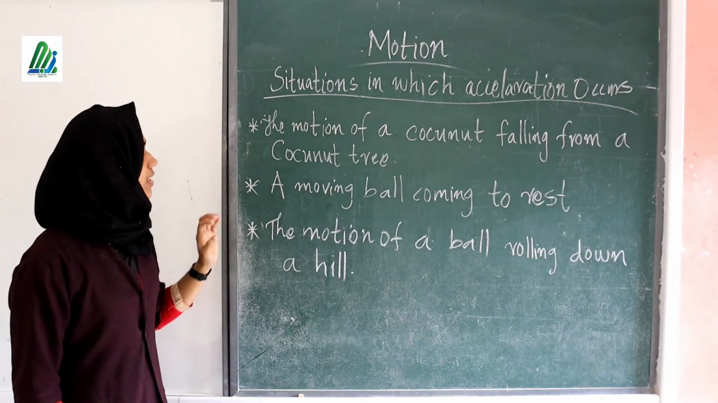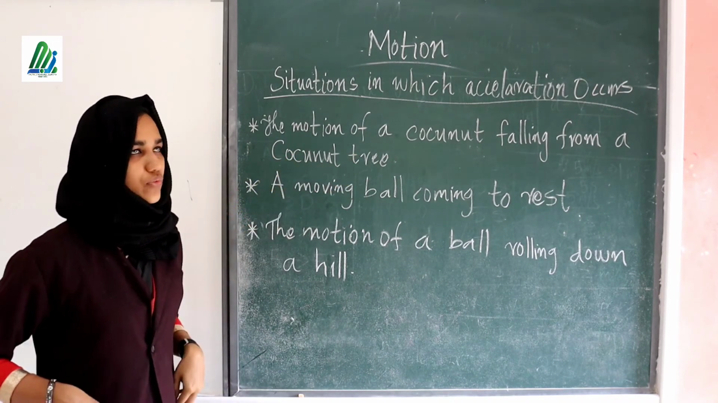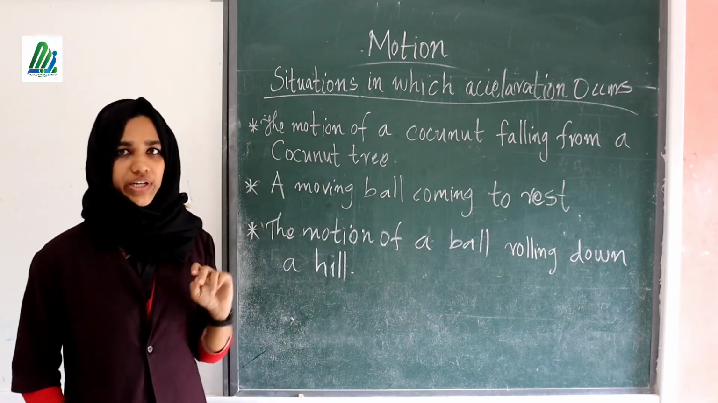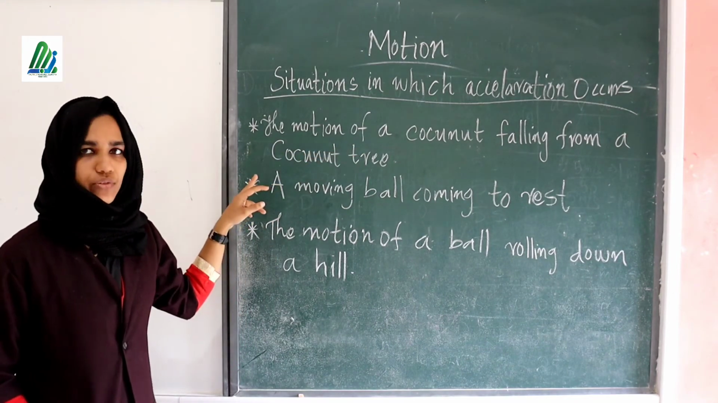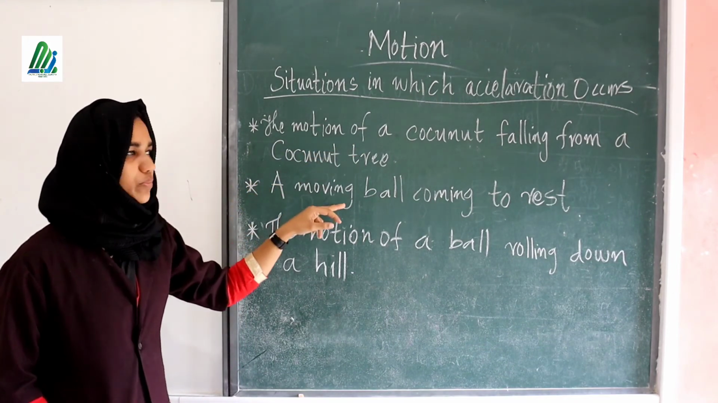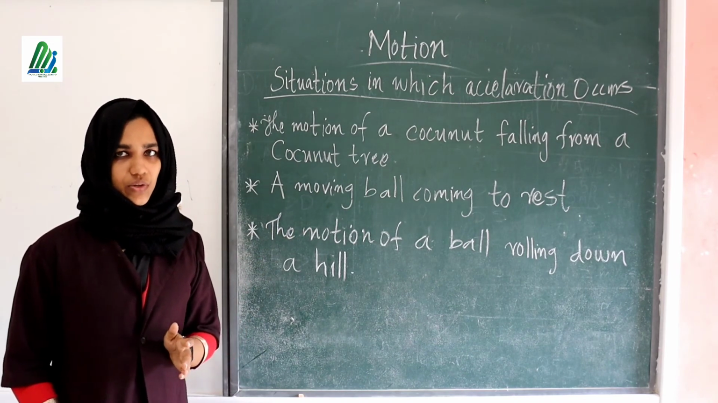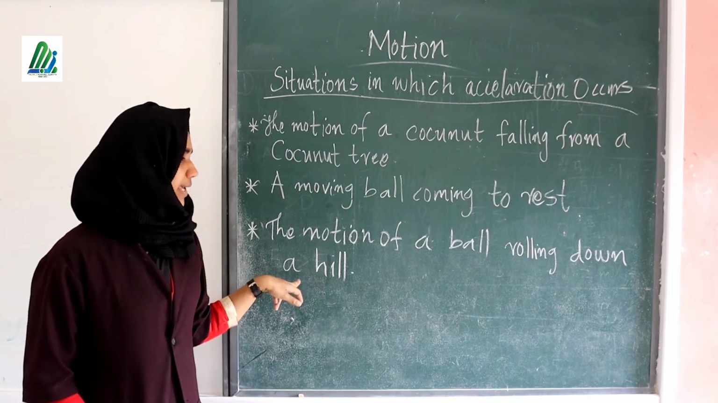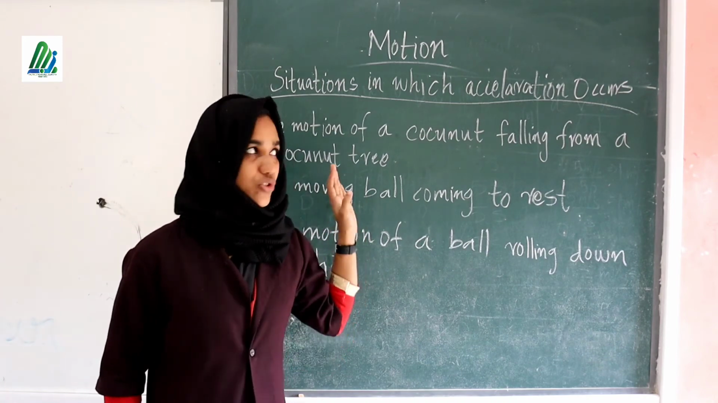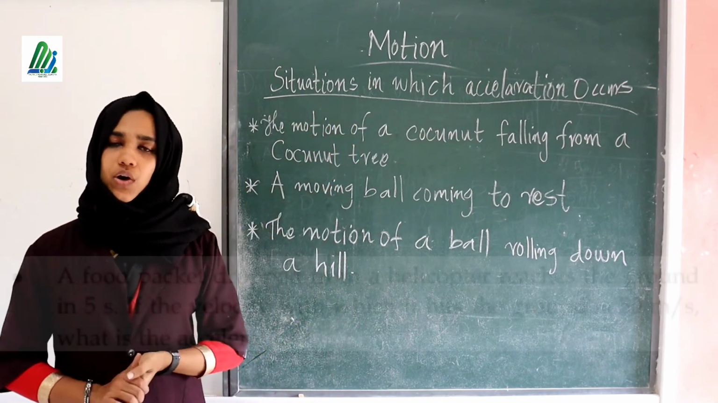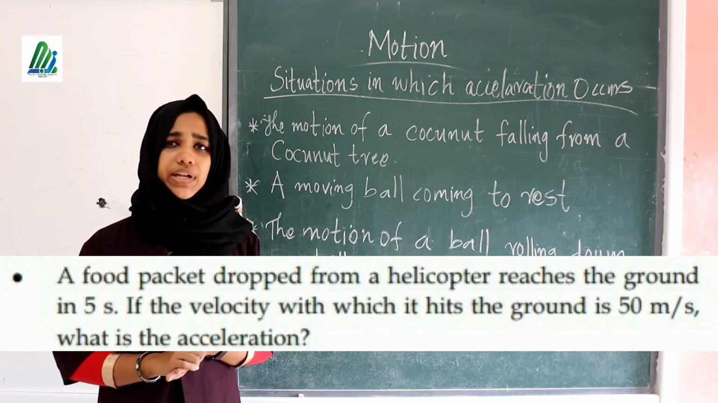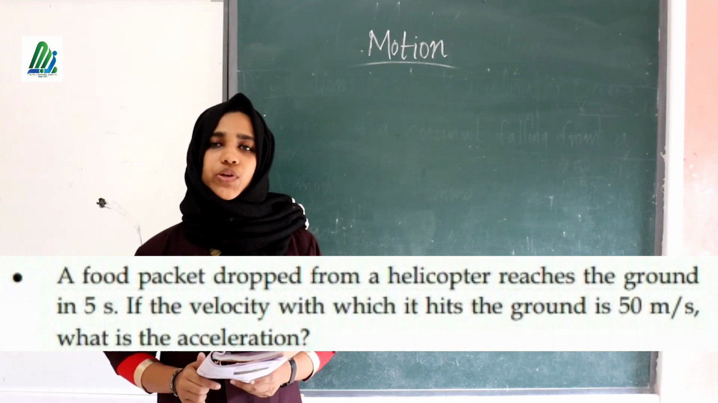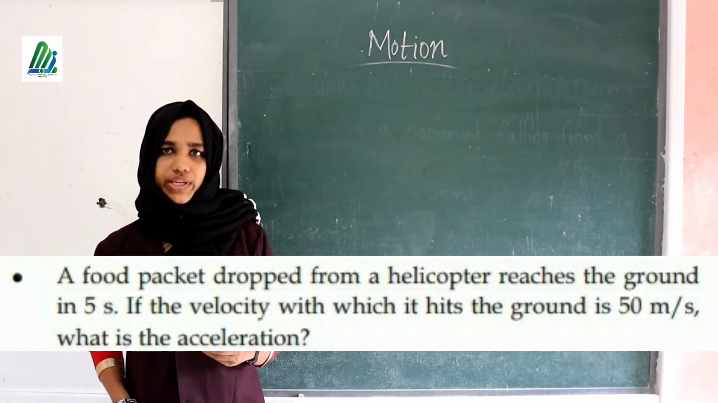First situation, the motion of a coconut falling from a coconut tree. Second one, a moving ball coming to rest. Third one, the motion of a ball rolling down a hill. These are the situations in which acceleration occurs. It may happen in other situations too. In your textbook, you can see a question, read the question.